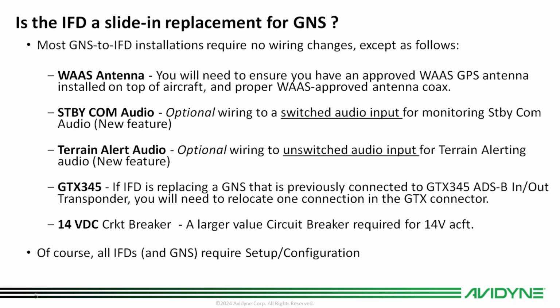A couple of things you'd have to consider there is make sure that your antenna is not only a WAAS antenna and you have WAAS coaxial cable, but you'll need to have the antenna externally mounted. So they cannot be internally mounted. Some installs have non-WAAS antennas under the glare shield or in the transition area of an aircraft, so those have to be externally mounted.